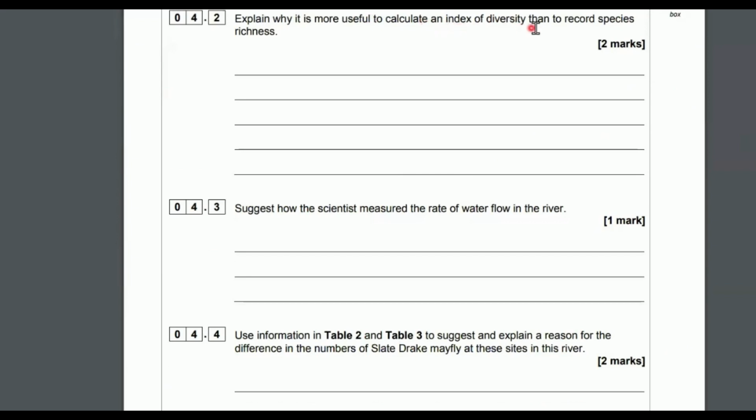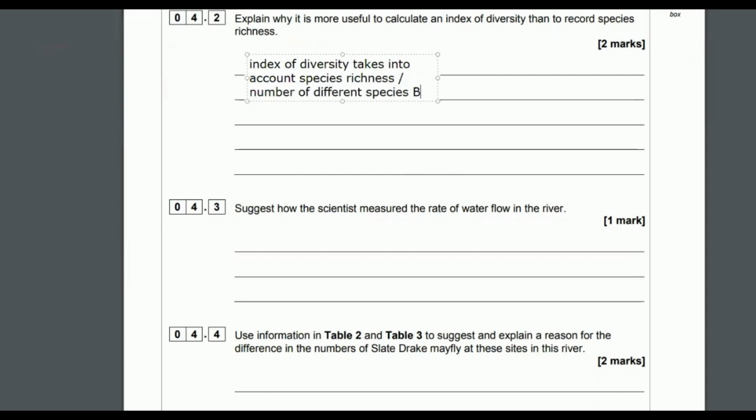Right, 4.2. Explain why it's more useful to calculate an index of diversity than record species richness. So hopefully you know what species richness is. Species richness is the number of different individual species living in an area or habitat. An index of diversity doesn't just take into account the number of species, but it also takes into account the relative abundance of each species, something known as species evenness.